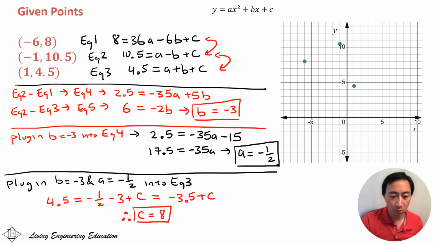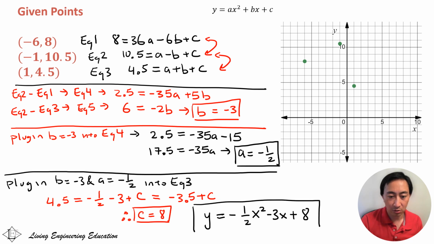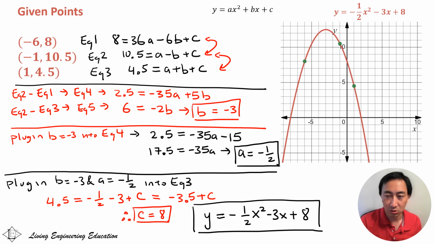So my final equation, y is equal to a, which is negative 1/2. Oops. This should be negative 1/2 times x squared, right? Because that's my a times x squared plus bx, so negative 3x plus c, which is 8. So this is the final equation I got. What did you get? Let's see if this matches the true solution.